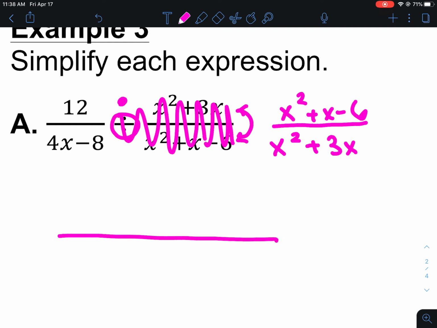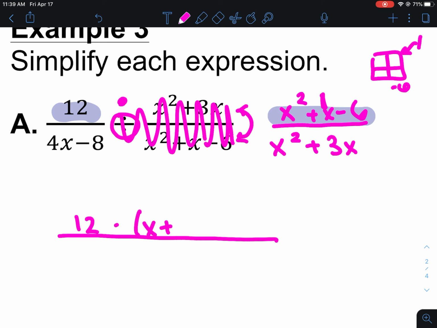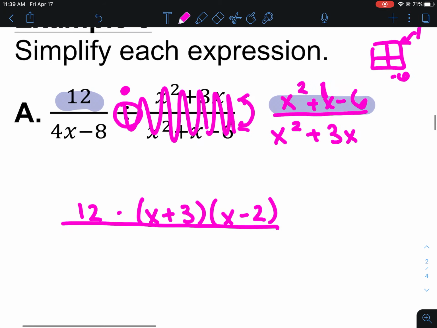And then everything is the same. All right, my first piece, 12, there's nothing I can do with that. All right, here, what multiplies to give me negative 6 that adds to give me 1? This is like an invisible 1 here. And that would be x plus 3 and x minus 2. That's going to multiply to give me negative 6, add to give me positive 1.